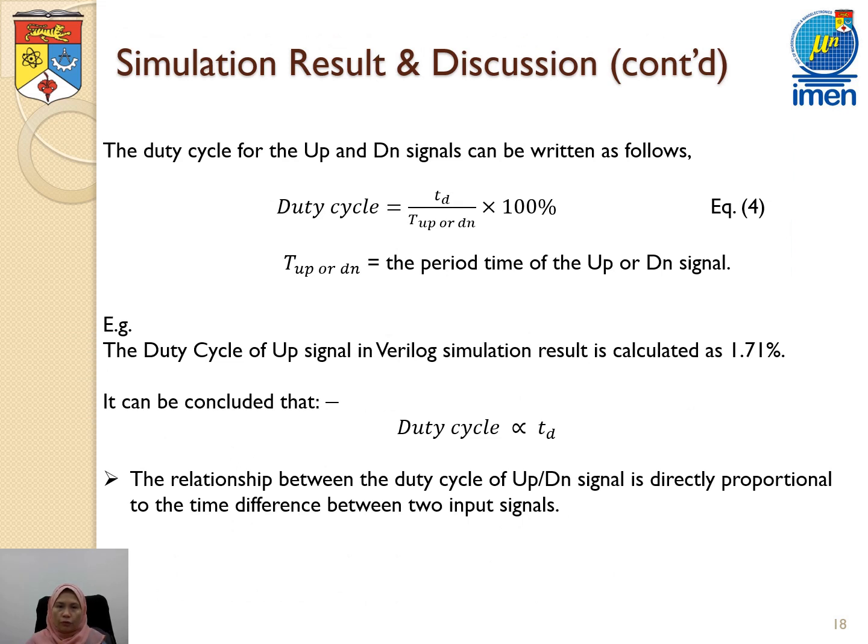So from that time difference, we can calculate the duty cycle for the up and down signals using MATLAB and also using Verilog, and of course the duty cycle for the Verilog is much smaller, which is equal to 1.7.